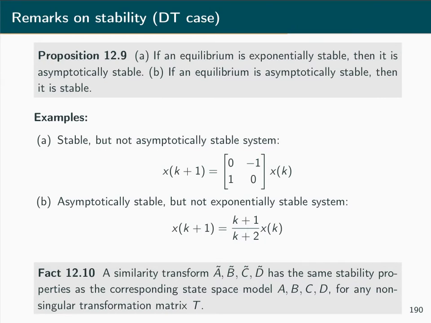After we have introduced all of these stability concepts, stability in the sense of Lyapunov, asymptotic stability, and exponential stability, and all of them holding locally or globally, we now have a fact in 12.10 that relates the stability of a similarity transform to the stability of the original state space model. And in fact, what it says is that the similarity transform has exactly the same stability properties as the corresponding original state space model for any non-singular transformation matrix T.